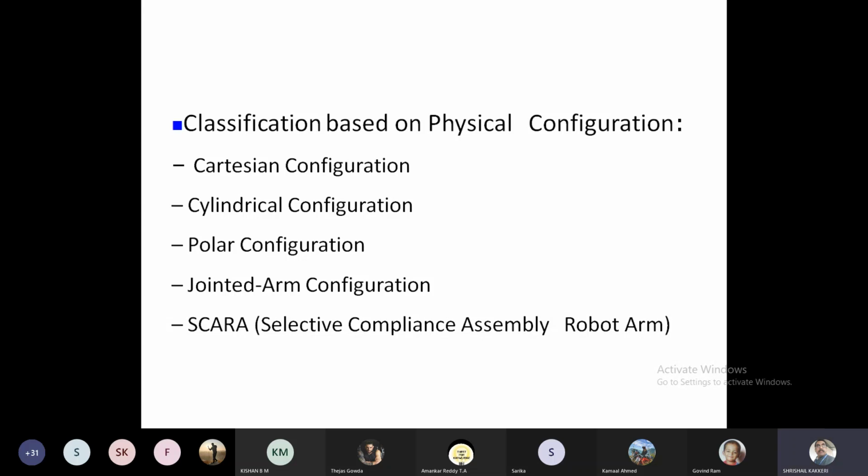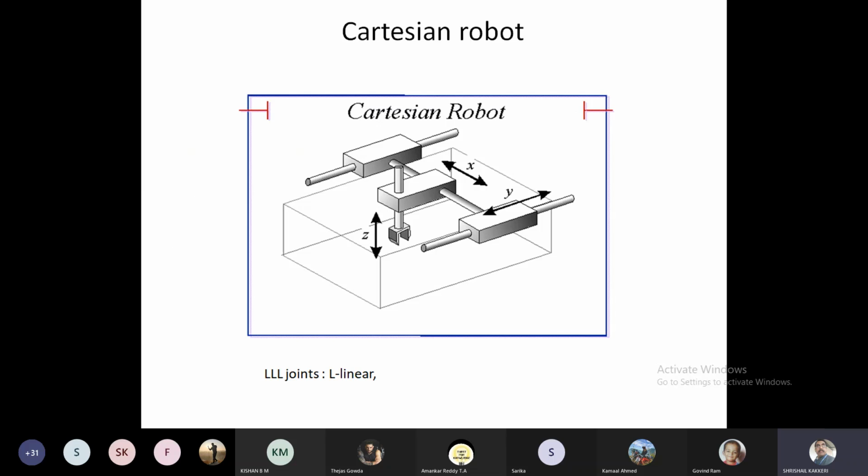And why I have taken them in this sequence, you will come to know that. The Cartesian I have taken first, the cylindrical next, polar next to that, then articulated next to that. Articulated resembles the human arm. It is also called the SCARA robot, selective compliance assembly robotic arm.